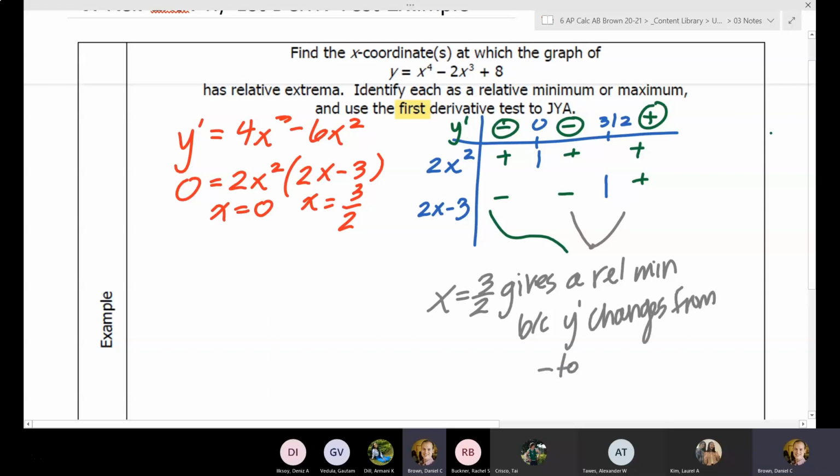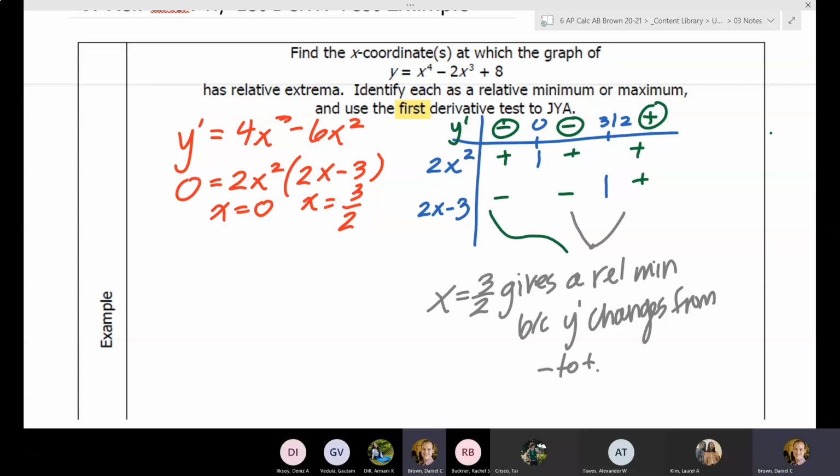from negative to positive. When you're justifying a relative extrema using the first derivative test, you have to talk about the sign change of y prime. So you couldn't say something like, because y goes down and then up. You have to justify it using that derivative that you found. Questions on the first derivative test?